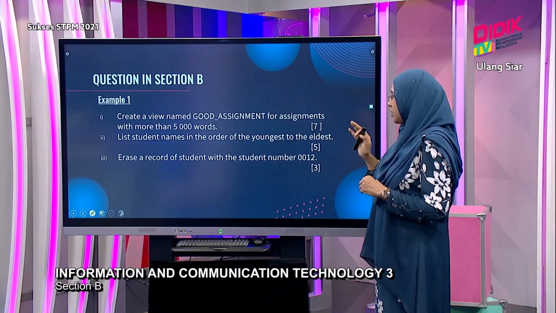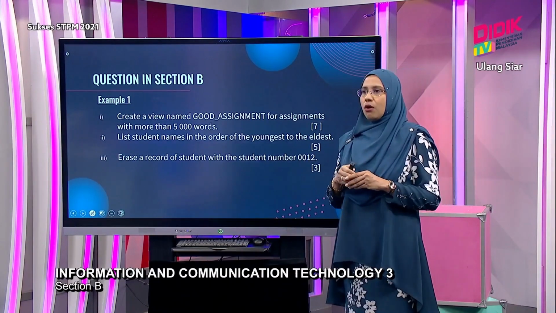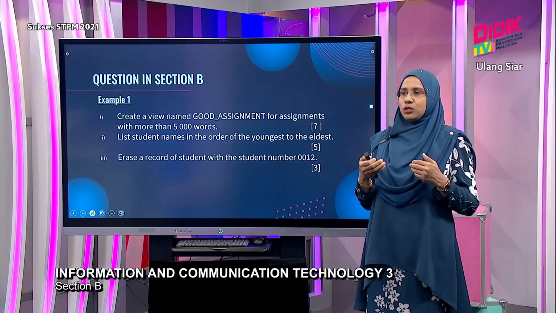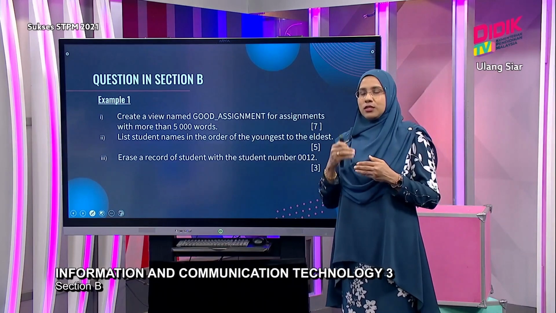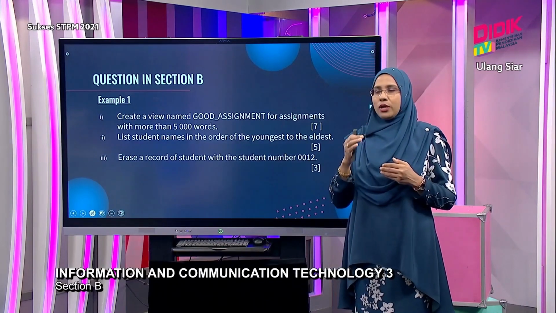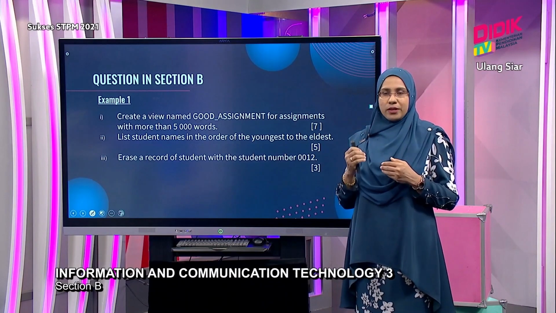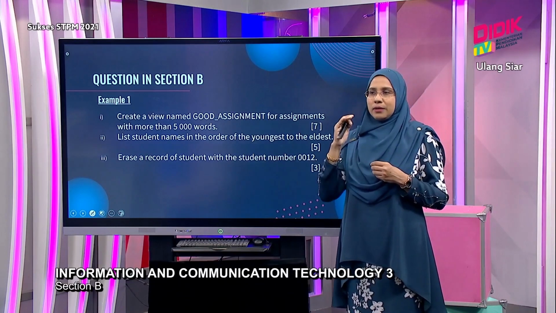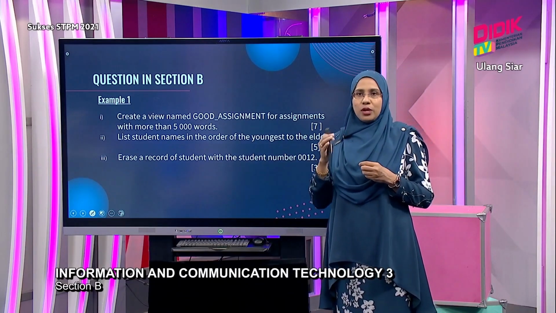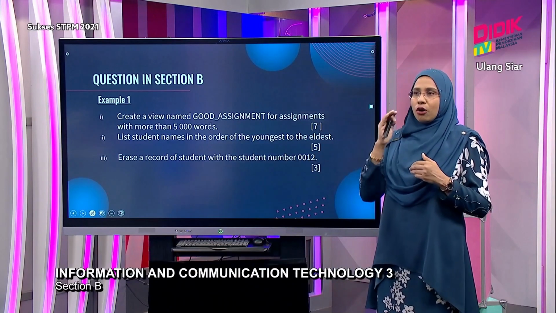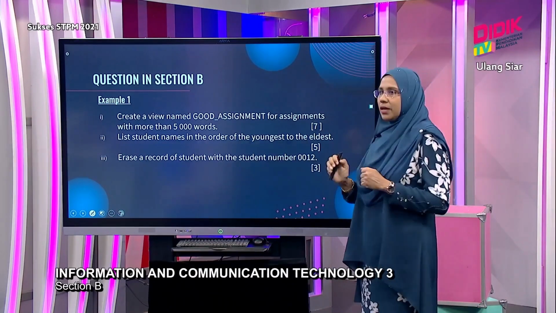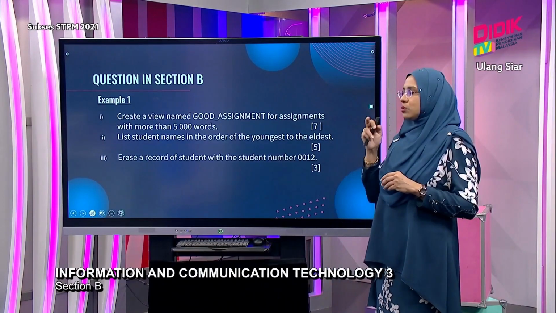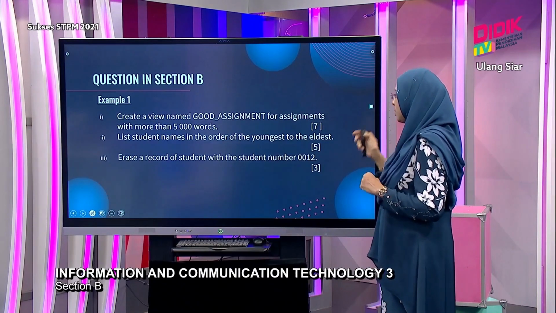Next, list student names in order of youngest to eldest. So indirectly they ask you to sort the data. Sort the students' names according to their date of birth. Here they are testing your knowledge of how you use the condition. Marks given 5. And then the last one is erase the record on student where the student number is 0012.